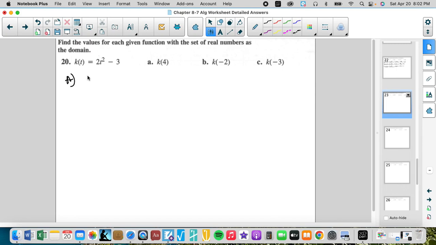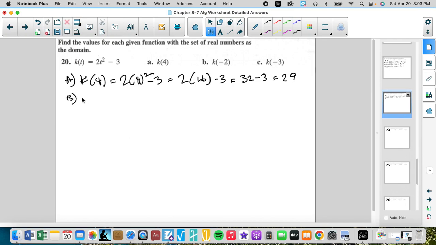A, K of 4 equals 2 times 4 squared minus 3, 2 times 16 minus 3, which is 32 minus 3, which equals 29.